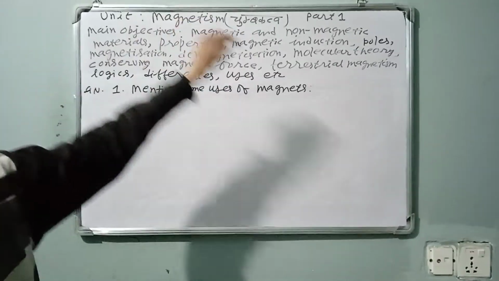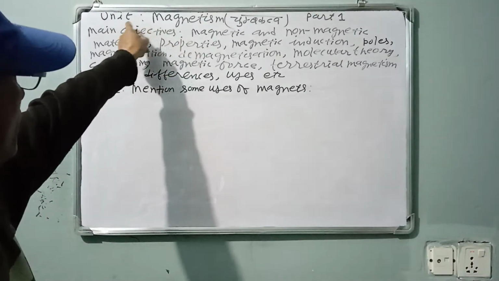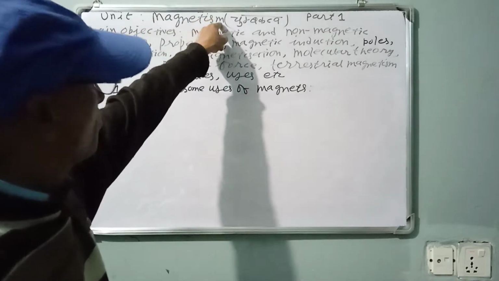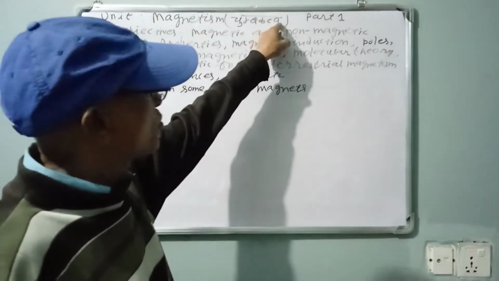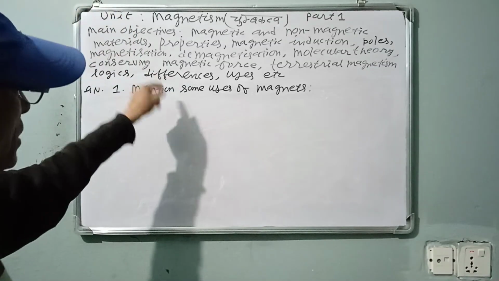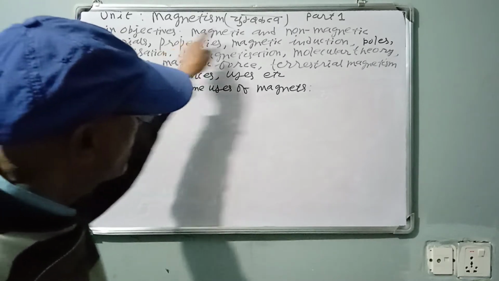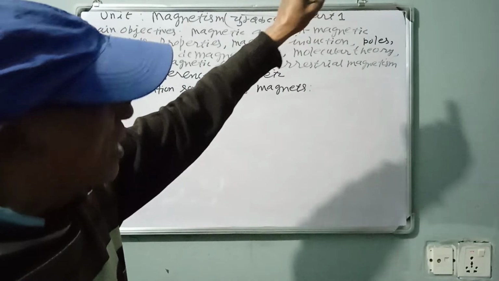Magnetism. It is equally important for class 6, 7, 8, and 9. You need the second last chapter of physics, Magnetism. Part 1. Main objectives of this lesson are as follows: magnetic bodies and non-magnetic bodies or materials. Magnetic bodies are attracted towards a magnet. Non-magnetic bodies are not attracted towards a magnet.